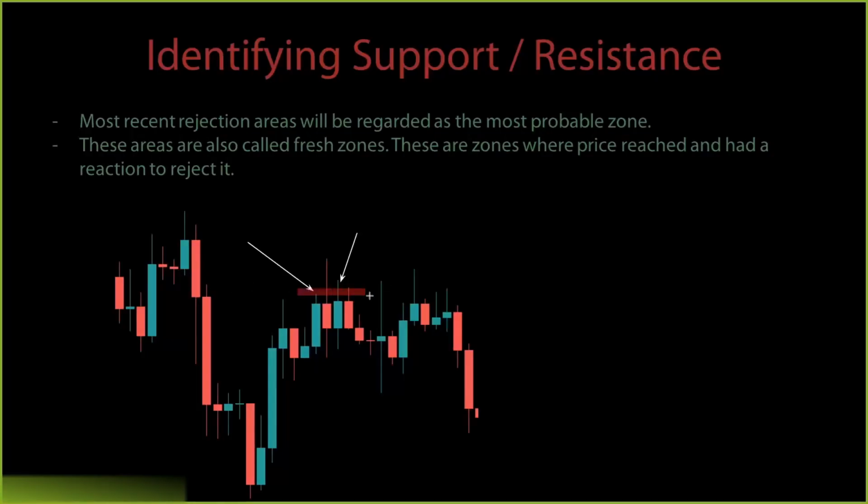Maybe you're taking into account the average length of these wicks, and then you're drawing a zone. Once you see that these candles are respecting this area, you look left and you see that all the other candles were also respecting this area. Now, drawing a zone like this comes with practice.